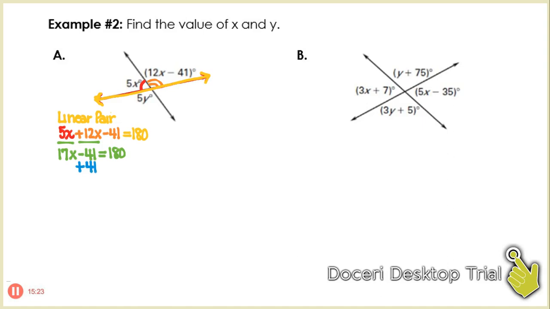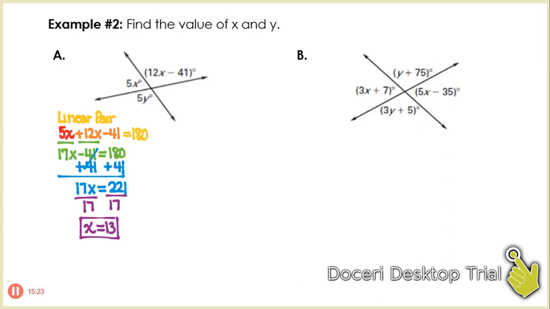So I'm going to undo my minus 41 with adding 41. So I'm left with 17x equals 221. And then my last step would be to divide by 17. So I'm going to take 221 divided by 17, and that leaves me with 13. So x is 13. Now I have to use my angle relationship that has a y in it.